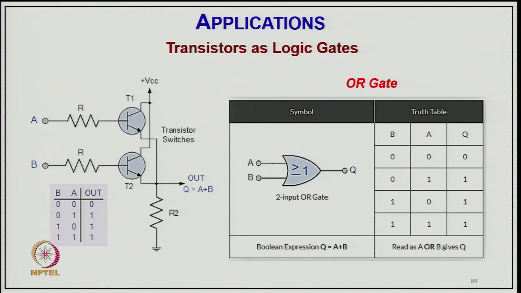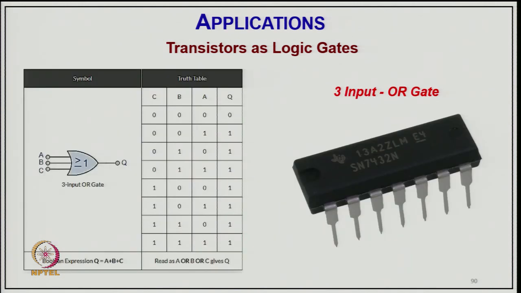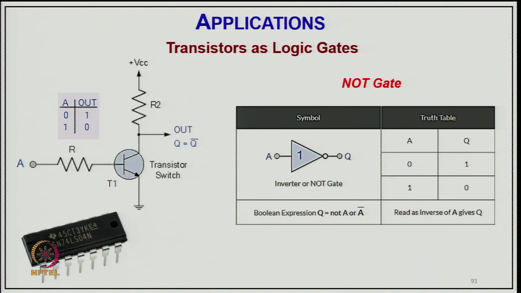This is the Boolean expression, Q equal to A plus B, for this OR logic gate. And this is your 3 input OR logic gate, where Q equal to A plus B plus C, and this is the truth table. The output is high when any one is high or all are high, and only when all 3 are low do you get low. This is the IC chip available for these logic gates, developed using different combinations of transistors.